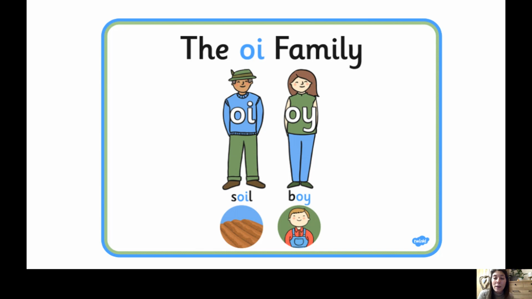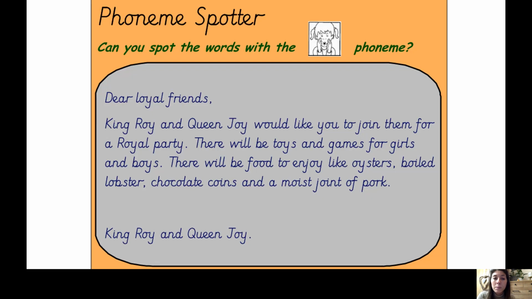This is the oi family, and we are going to meet these members again a little bit later in some more detail. So we have Daddy oi, O-I, and Mummy oi, O-Y. But we'll find out more about them in a moment, because first I want to see if you can work out what the rule is for when we are spelling the oi sound by looking at this phoneme spotter.